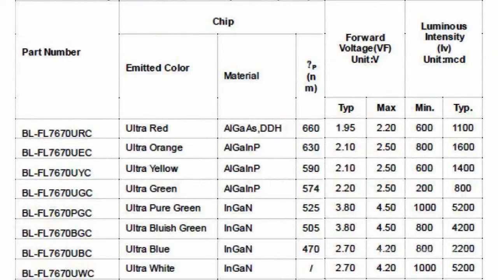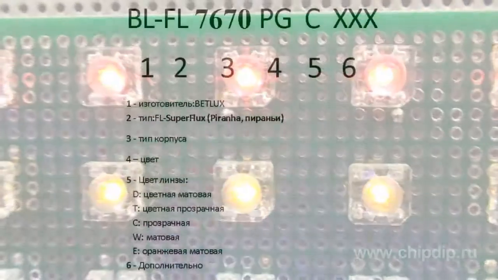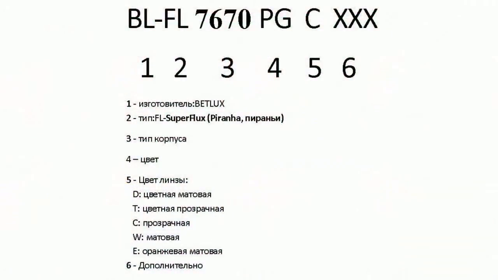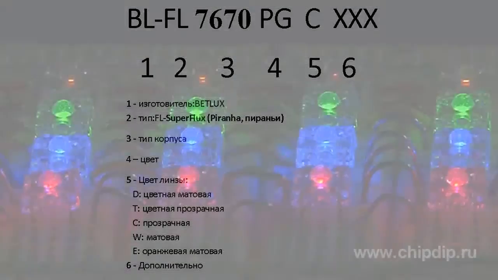FL7670 LEDs are able to withstand a surge current of up to 150 milliamperes. They support an ambient temperature range from minus 40 to plus 80 degrees. The labeling system indicates the series, FL7670. The following three symbols stand for the crystal type used in the LED, the lens, and the wavelength that determines the color of light.